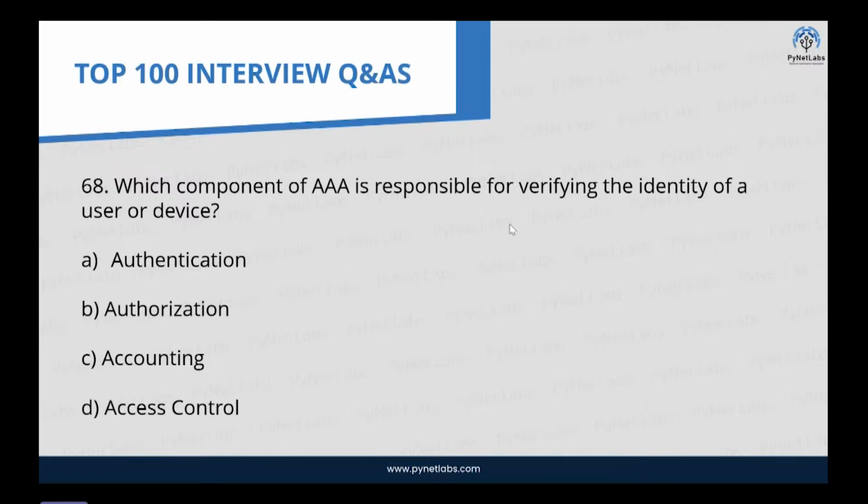Then comes the last one, that is accounting. Accounting means the option number C, which is given in here. Accounting involves the tracking and logging of activities performed by users or devices. Or you can say it provides an audit trail for monitoring and analysis of the system and the network usages, which includes information such as when a user is trying to log in, what resources the user can access, and how long the user remains connected.